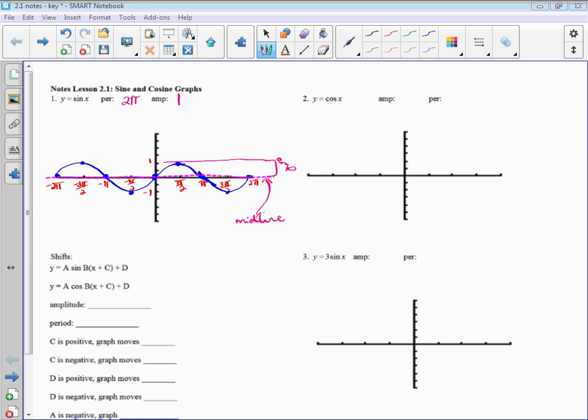Okay. Alright. Yeah, so you're going to fall asleep in there? Did you graph cosine yet? My patience is short today, guys.